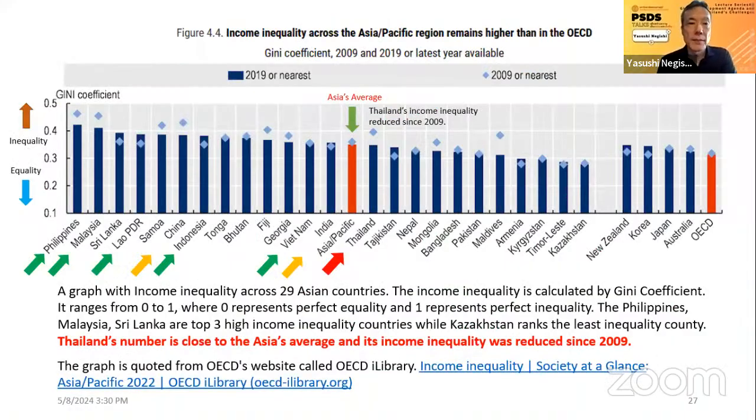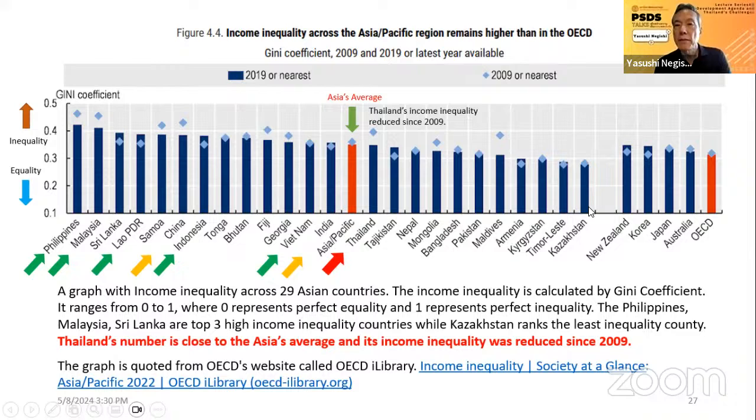And this is the Gini coefficient of Asian countries, 29 Asian countries. The Philippines, Malaysia, and Sri Lanka are the top 3 countries where the Gini coefficient is higher, meaning income inequality is higher.